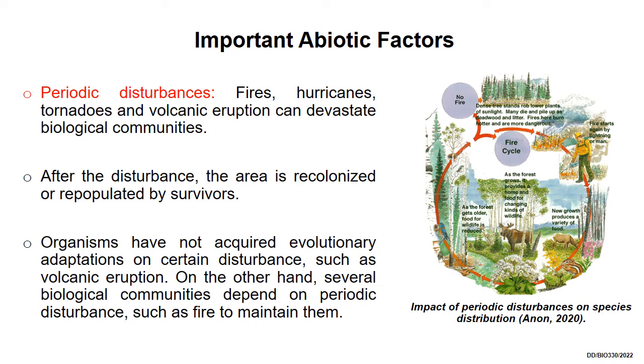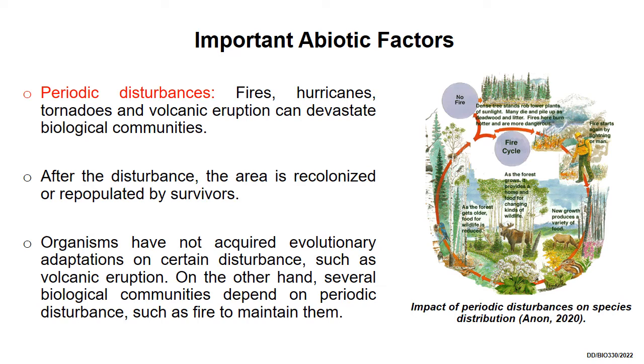because several biological communities depend on those periodic disturbances in order to maintain their populations, such as the impact of fires. All right, after the fire, the new growth area will grow with a new variety of species and have plenty of food. And then it will invite herbivores, insects, and other animals to that particular area.